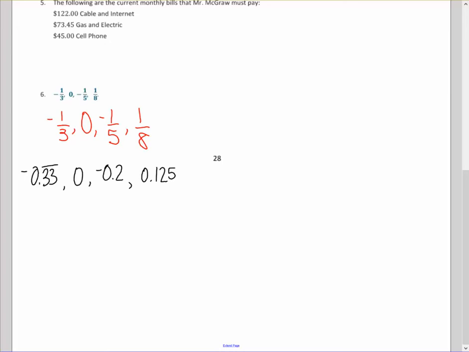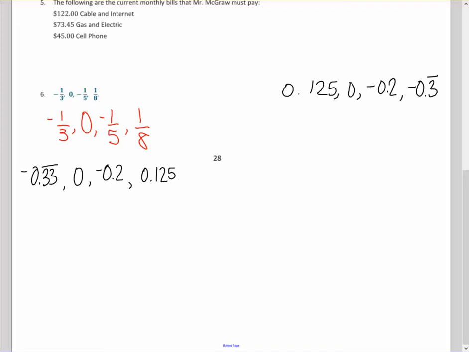So obviously a positive number is bigger than any of these negative numbers. And we have 0, which is, you know, the neutral zone. So we're going to go with the greatest one, which is 0.125. Then you're going to have 0. Then you're going to have negative 0.2, and then negative 0.3 repeating.